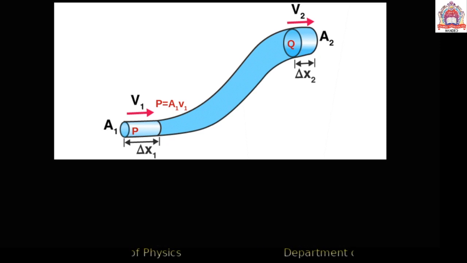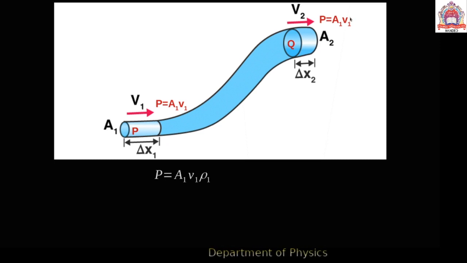And the volume of the liquid leaving per second at Q, that is A2 V2. Sorry, by mistake here I am writing P. It is not P, it is Q, and A2 V2. So that is the volume entering and the volume leaving, at the entering point and the leaving point.